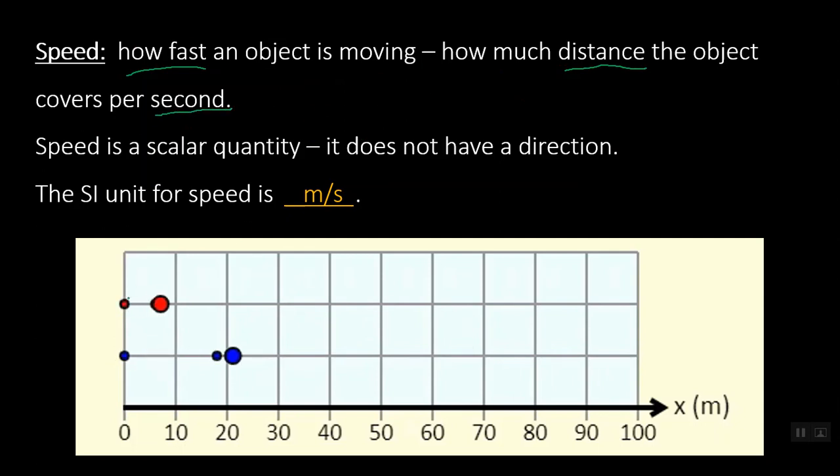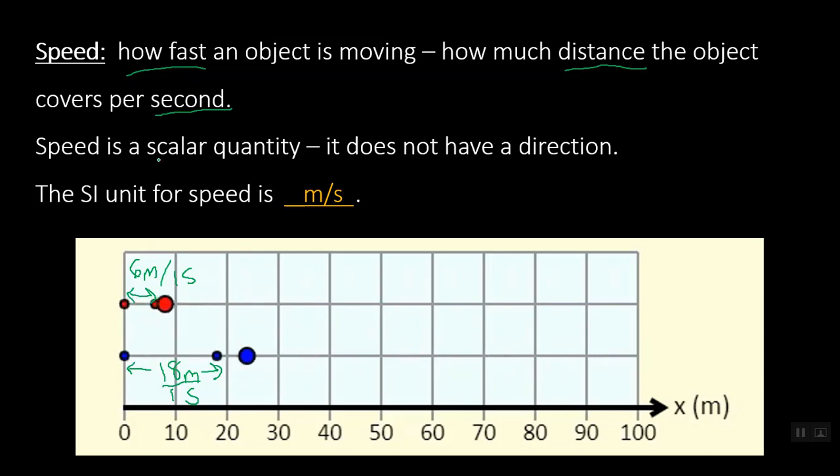So if we look at this graphic down here, we can see that these objects are moving at two different speeds, and dots are being made at each second. So this blue dot is covering about 18 meters each second. That is its speed. Where the red dot is only covering about, it looks like, 6 meters each second. That would be its speed. 6 meters per second versus 18 meters per second. You can tell that these are definitely two different speeds. The blue dot is moving a lot faster. The red dot is moving a lot slower.